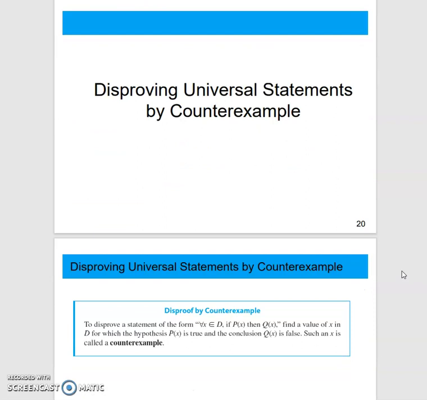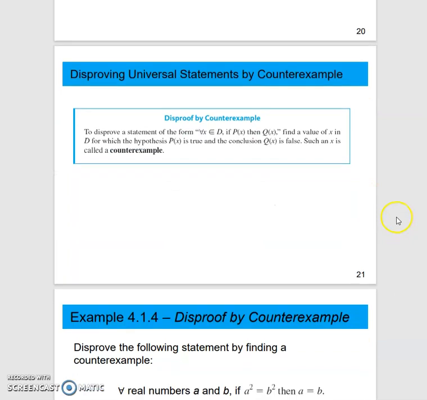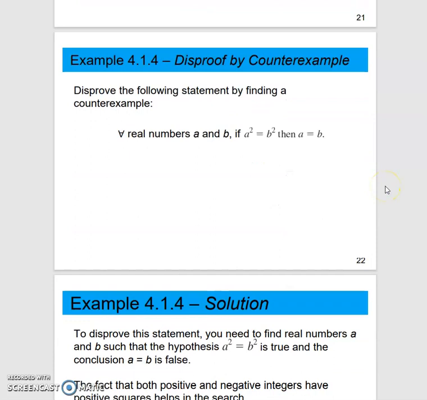Now, universal statements, those are the for all, those are hard to prove. We will start doing them later, but they're going to be a little bit more effort. However, to disprove them is quite easy. We're going to use a counterexample. What that means is I only need to find one number where my statement doesn't work. So again, I want something where it's false. So let's see what that looks like.